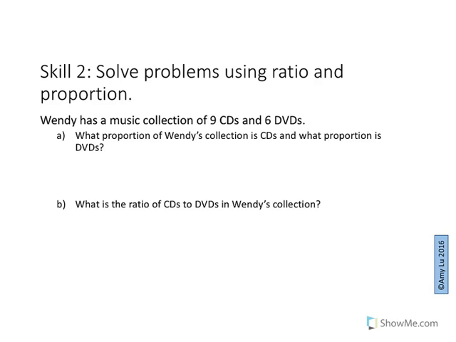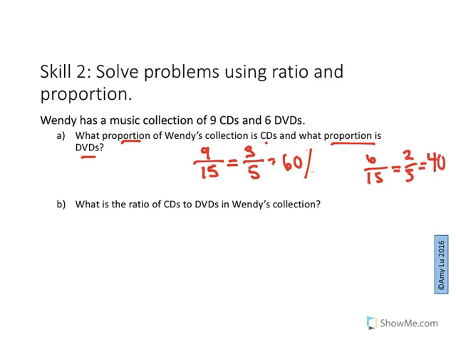So let's look at it. What proportion of Wendy's collection is CDs? 9 out of 15, which is 3 out of 5, which is 60%. What proportion is DVDs? 6 out of 15, which we talked about actually in the last slide, and it's 2/5, which happens to be 40%. What is the ratio of CDs to DVDs?